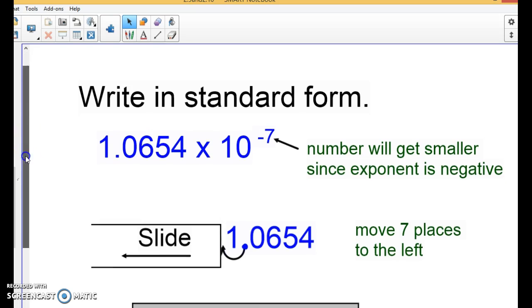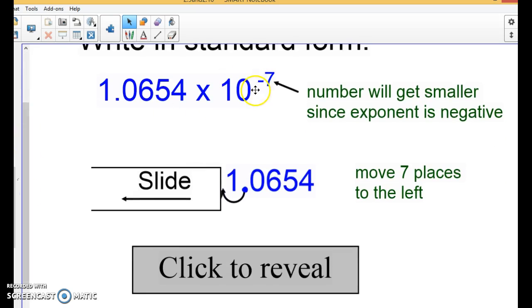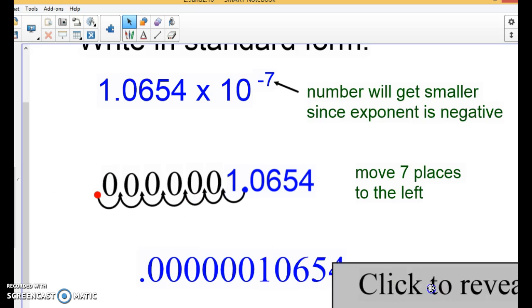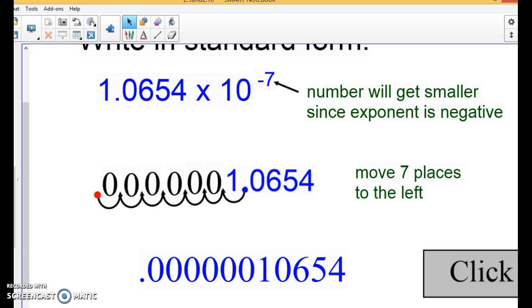Same thing here. So now I have a negative number. I'm not just going to be putting 7 zeros in front of that 1. I'm going to be moving the decimal over 7 spots. So it's going to look like this. And then our final answer would be that number.